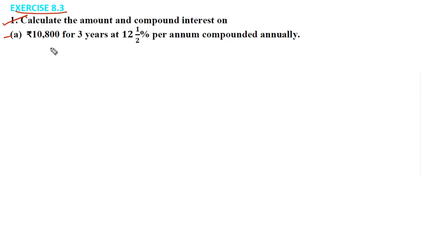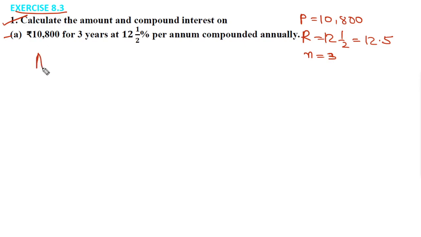So here what are given? Given is P, principal. P is equal to 10,800. Then compounded annually, so the rate of interest R is equal to 12 whole 1 by 2, which will be equal to 12.5. Then compounded annually, and the time is 3 years. So how many times will it be compounding? 3 times. So n equal to 3. So this much data we need. What we have to find? We have to find the amount and compound interest.